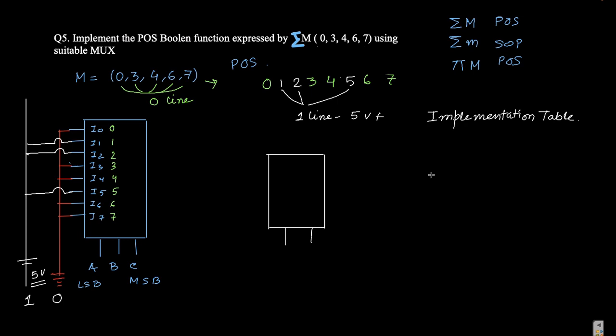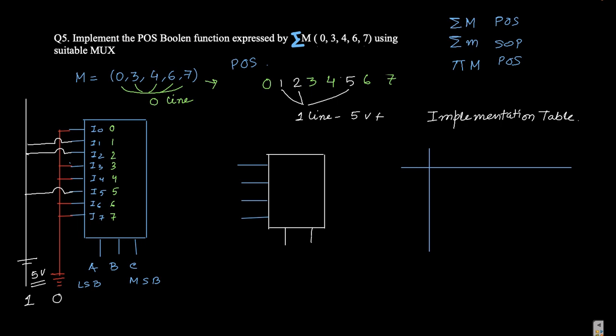We should now draw an implementation table. By that implementation table, we can easily make a third select line. That is, how can you implement the select line using the implementation table? So this is your implementation table. The implementation table is like this.